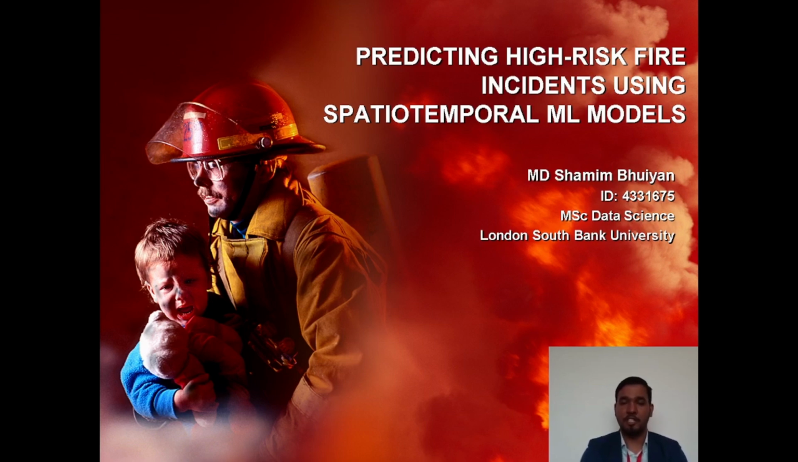So for my research methods presentation, my topic is predicting high-risk fire incidents using spatio-temporal ML models. From the university, my name is MD Shamim Bhuyan. My ID is 4331675. So I jump to my main topic, which I'm going to describe today.